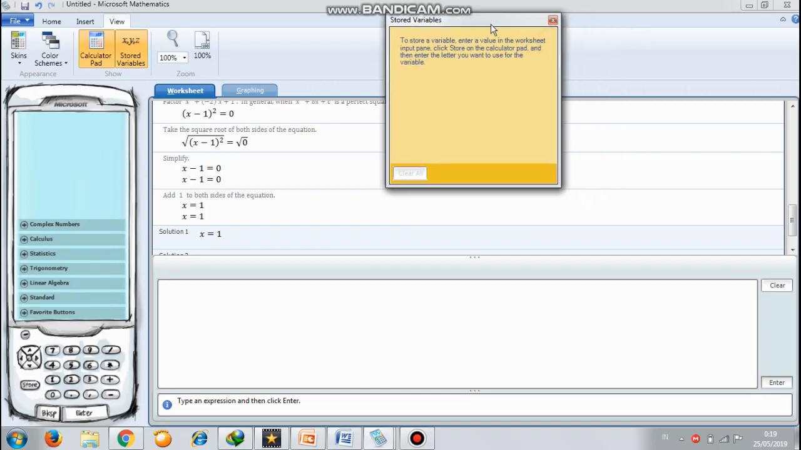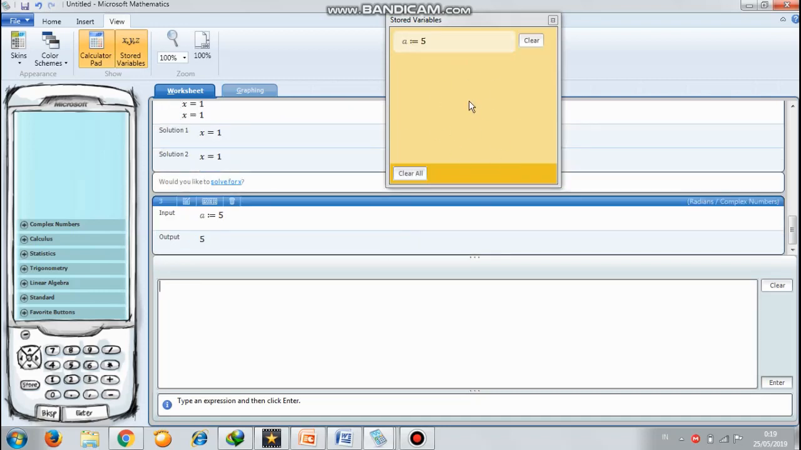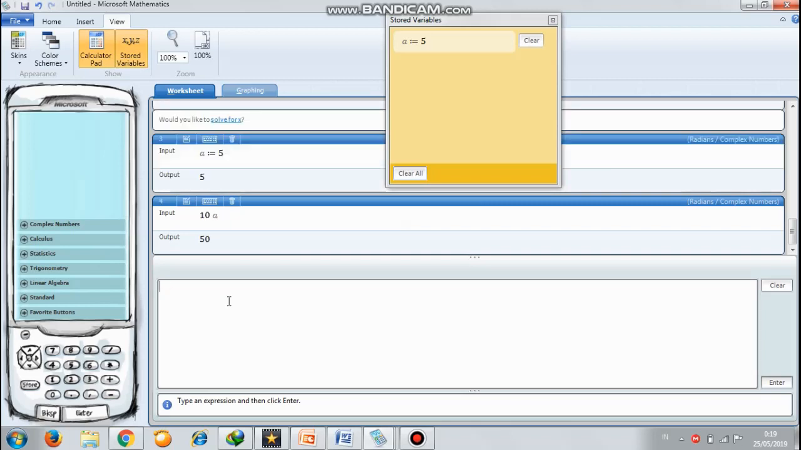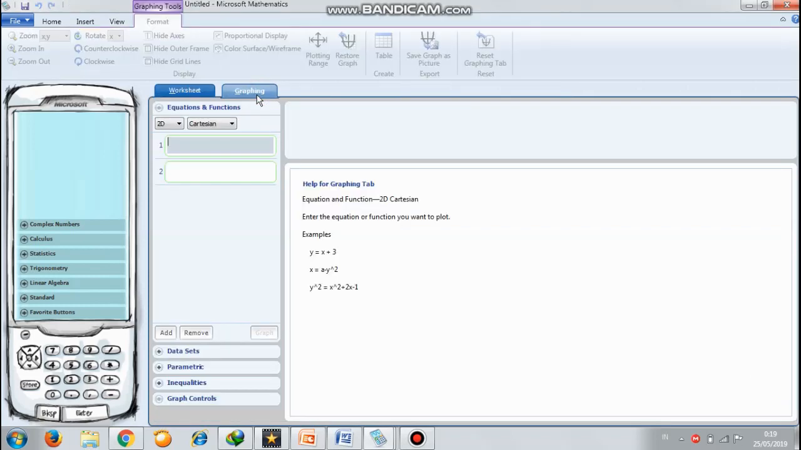And the stored variable. For the stored variable, for example, we type a is equal to 5. It will be written in stored variable, and then if we type again a and enter, the output will be 50. It means that a, 5, is multiplied by 10. And then we can do graphing here.